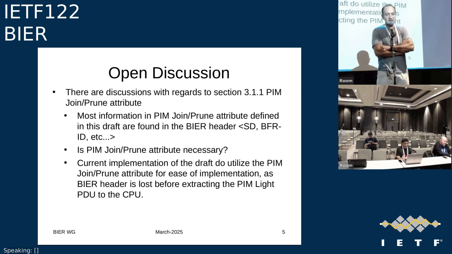My suggestion is still to keep the join prune attribute because of that simpler implementation. Who knows what happens in the data path? Different data paths might not be capable of copying information from the BIER header into some kind of header before you send the PDU up to the CPU. One of the examples is Broadcom chips, like a J2C+. I don't think anybody has an implementation of BIER on J2C+. So would it be risky if we take it away? But I mean, open to discussion.